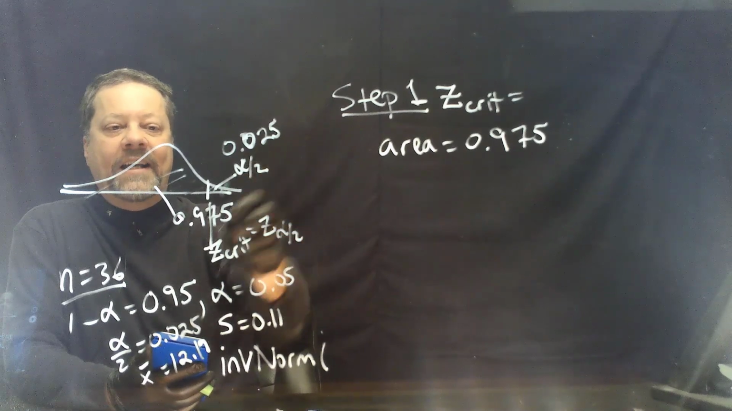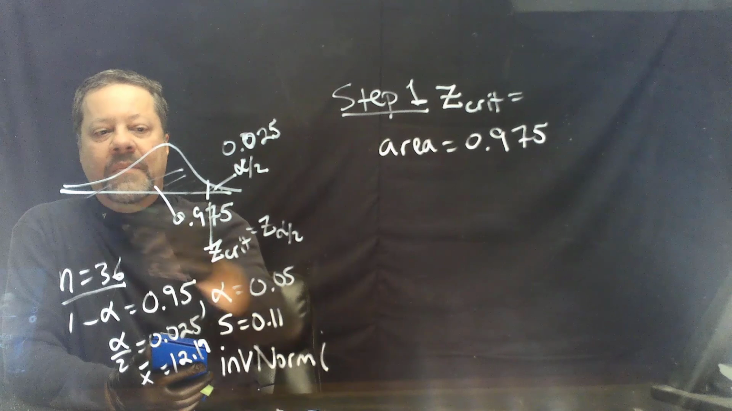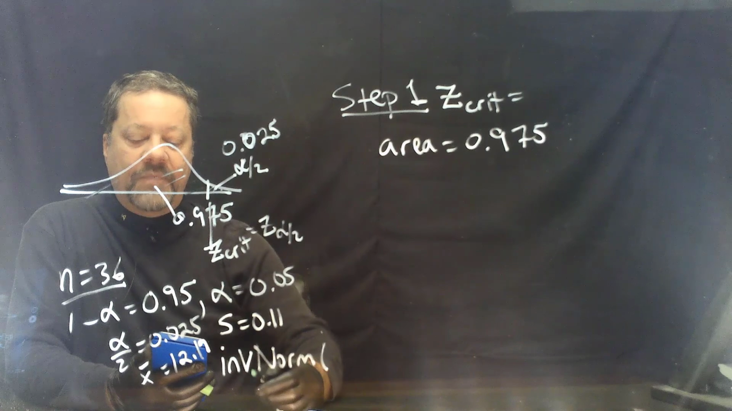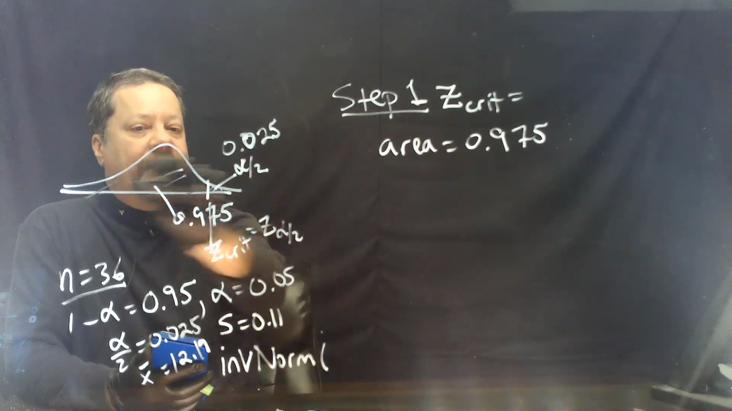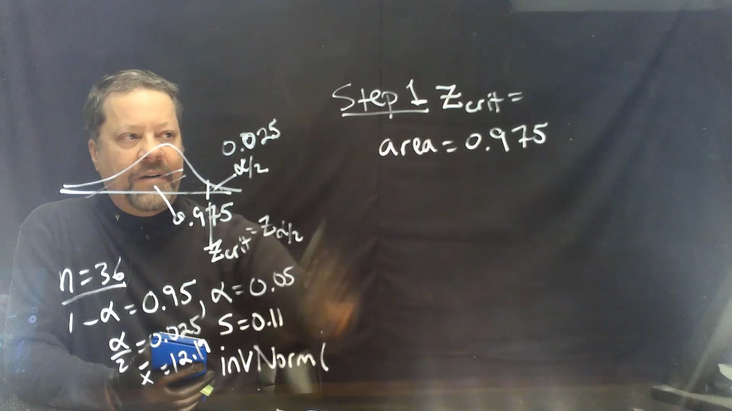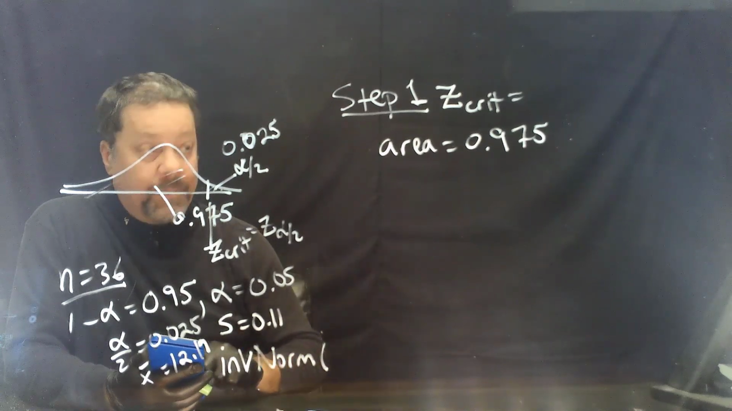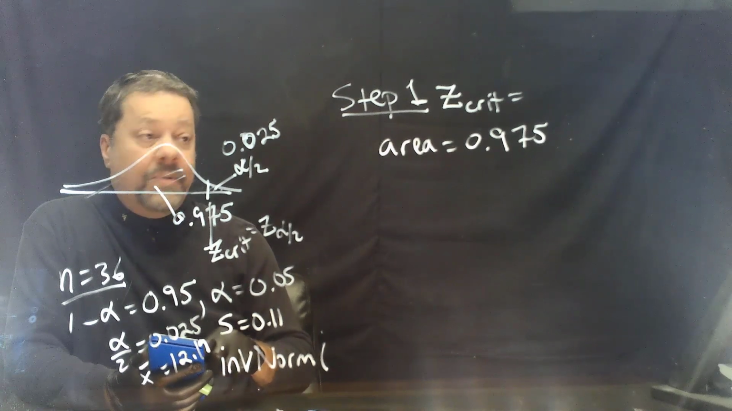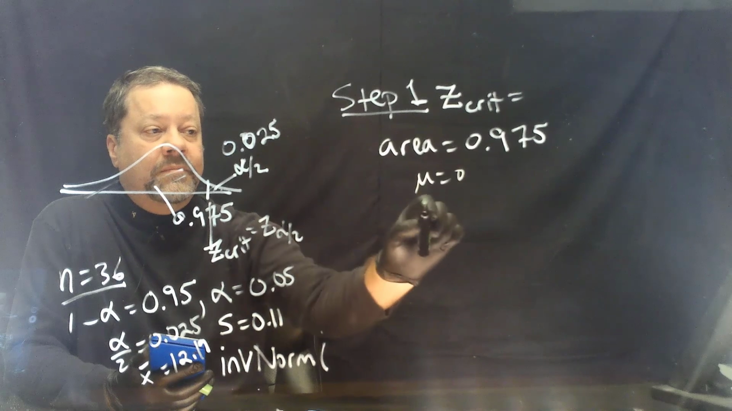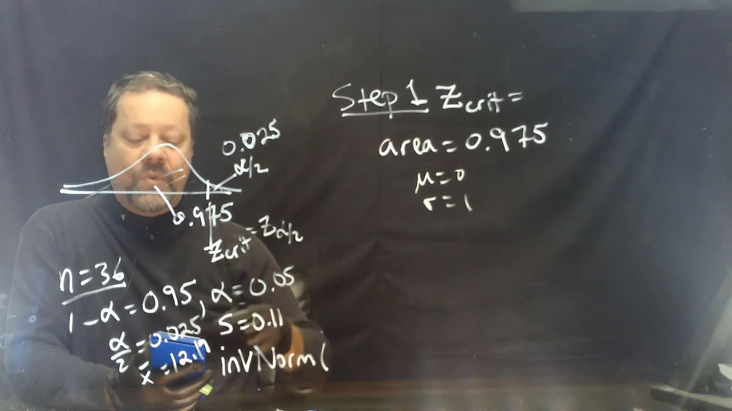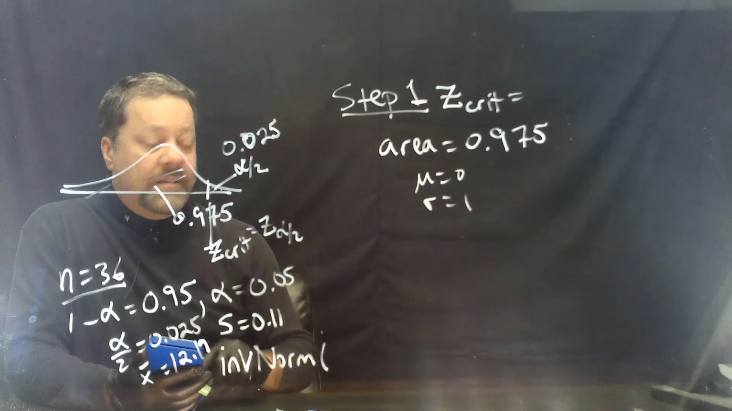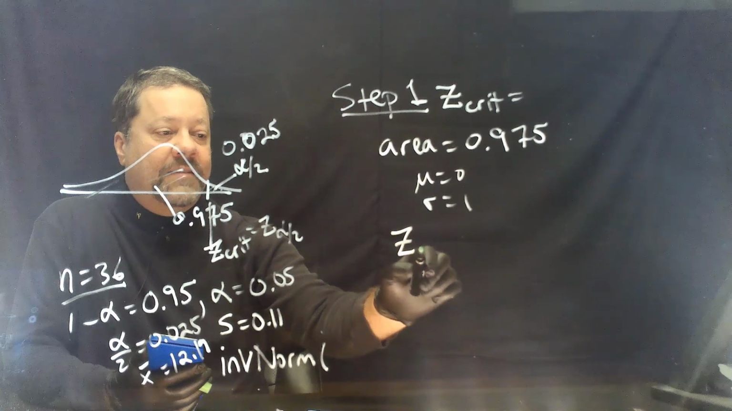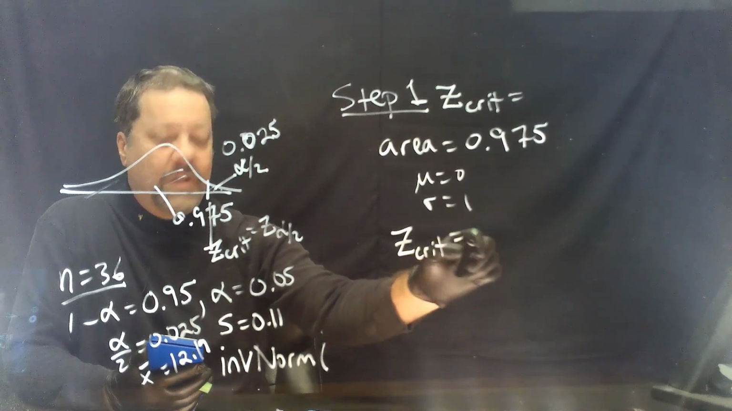2.5% chance of error in the right tail means the area to the left of it will be 97.5%, or 0.975. That's the area. We have to split the alpha in 2 and then subtract from 1 to figure out the area. So the area is going to be 0.975. The mean is 0 and the standard deviation is 1. We're using z-scores, so we use the standard normal distribution.